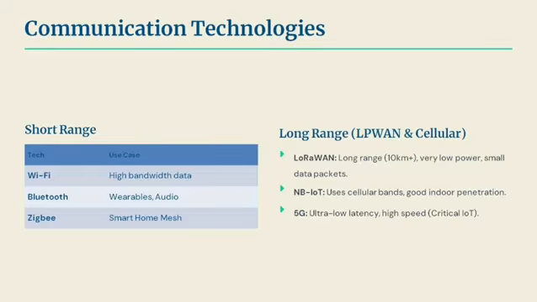Now, communication technologies. To facilitate this communication, we have various technologies. For short range, we use familiar standards like Wi-Fi for high bandwidth, Bluetooth for wireless, and Zigbee for mesh networking. And for long range, especially for IoT, we use low-power wide-area networks like LoRaWAN, or cellular standards like NB-IoT and 5G, which are critical for city-wide or industrial deployments.